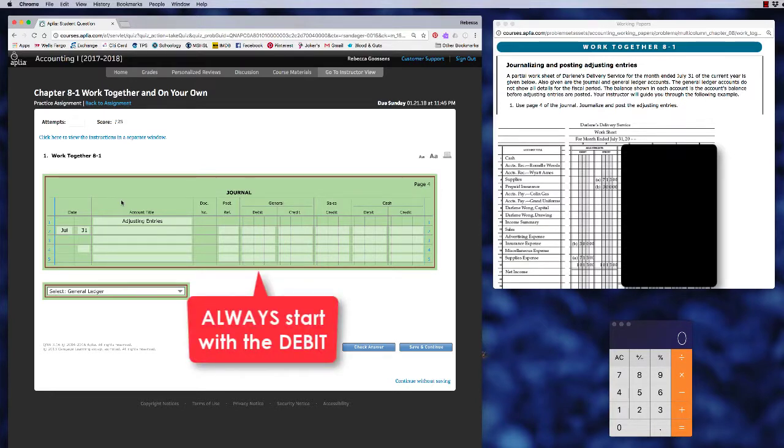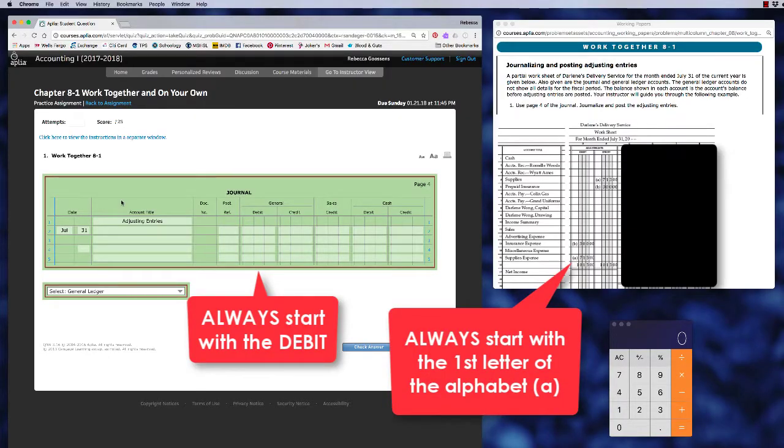Now, if I look at the adjustments column on the worksheet, there are also little A's and B's next to our adjustments. We want to start with the first letter of the alphabet, which is A. So I am looking for the A, and then I am looking for the debit of the A. So if I'm in the debit column and I scroll down, this is B, so I'm going to skip that, and I'm going to go to A, which is supplies expense. So I'm going to start with supplies expense, and I'm just copying the debit over. It was 713, so I'm going to type in 713.